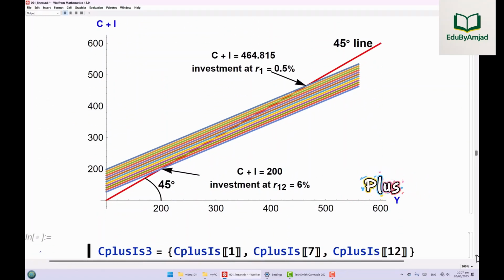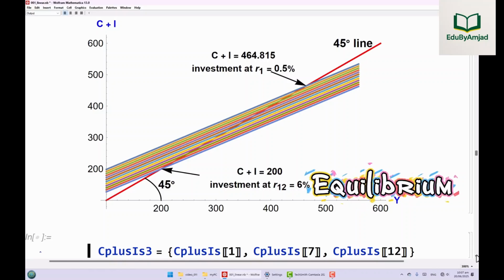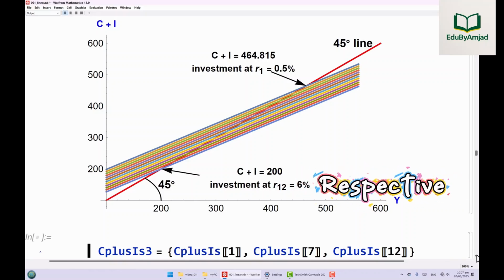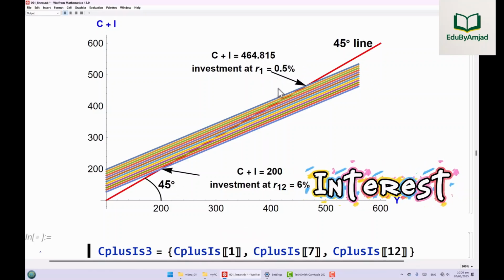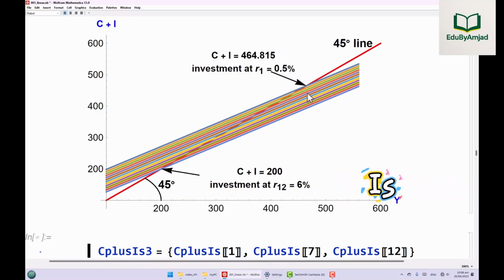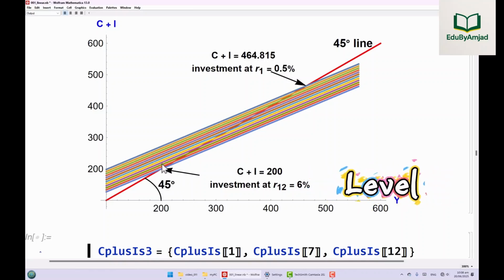These are 12 C+I lines crossing the 45-degree line. The 12 intersection points are the 12 equilibrium income levels, where the respective savings and investments in the product market are equal, for 12 different time periods. The topmost intersection is where the interest rate is the least and equilibrium income is the highest. The lowest level of equilibrium income is at the highest interest rate level.